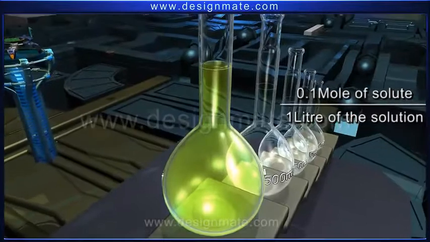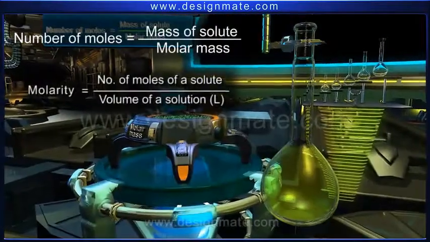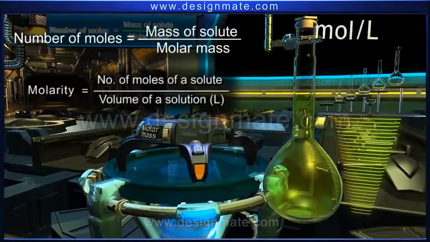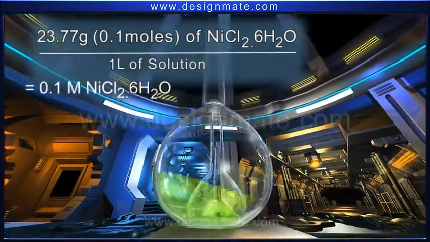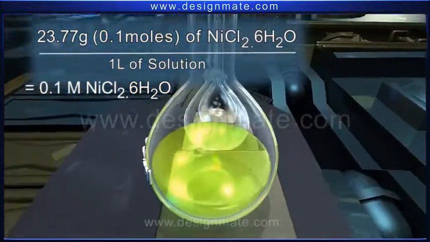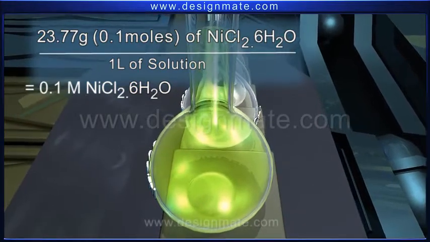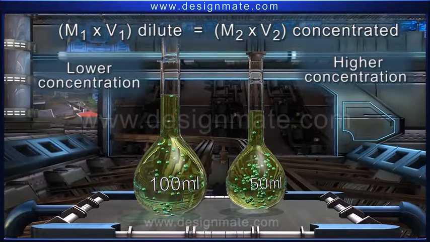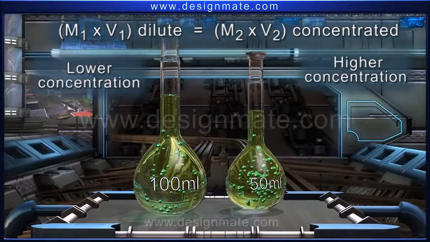Summary. Molarity is a way of expressing the concentration of a solution. It is the number of moles of solute dissolved per liter of solution. A solution containing 23.77 grams of NiCl2 per liter of the solution is 0.1 molar, as it contains 0.1 moles of NiCl2 in 1 liter of solution. A solution of lower molarity can be prepared by diluting a solution of higher molarity.